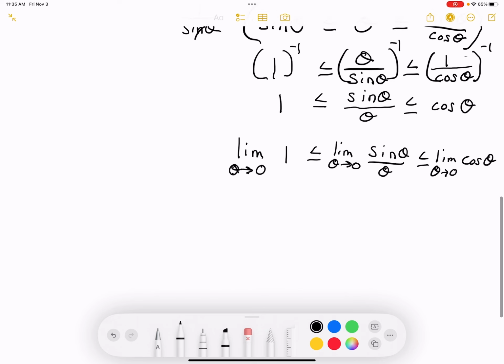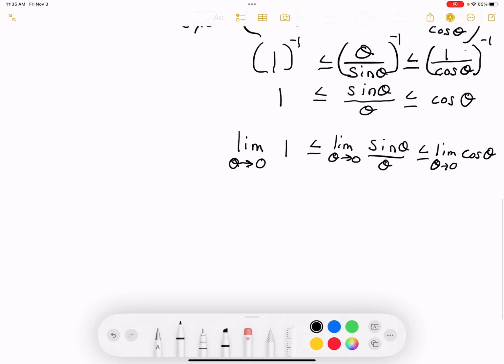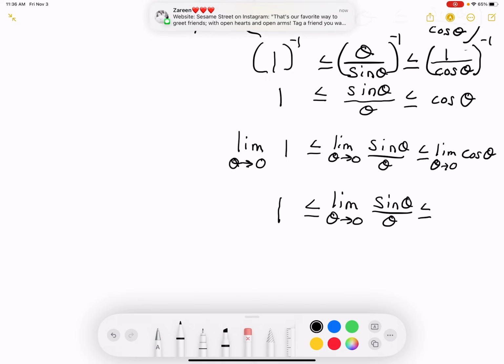Well, the limit of 1 as theta goes to 0, just a property of limits of any constant, is just that constant. So it's just 1. I'm going to leave the middle alone. And the limit of cosine theta as theta goes to 0, well, we could just evaluate this, just plug in 0 for theta. And we get cosine of 0 is just 1.